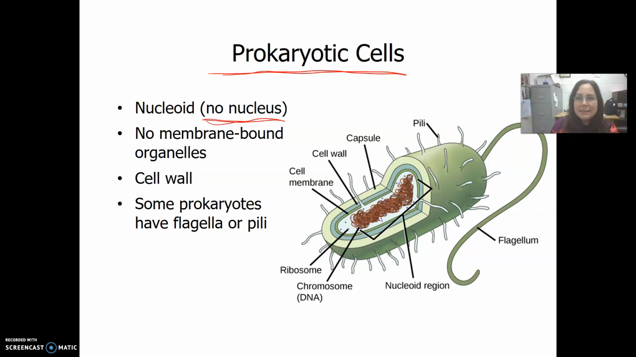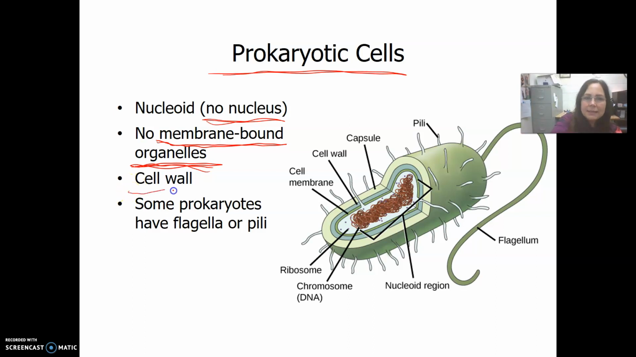Now, since it is a cell, it contains ribosomes, but it doesn't contain membrane-bound organelles like mitochondria, like endoplasmic reticulum, like a nucleus, which is a membrane-bound organelle, or the Golgi apparatus or the Golgi complex. These structures we're going to learn about in a later chapter, the chapter on cells. Prokaryotic cells don't have these organelles. Prokaryotic cells do have a cell wall.